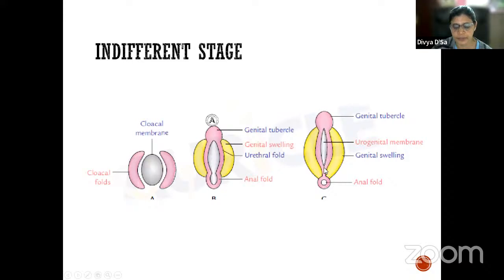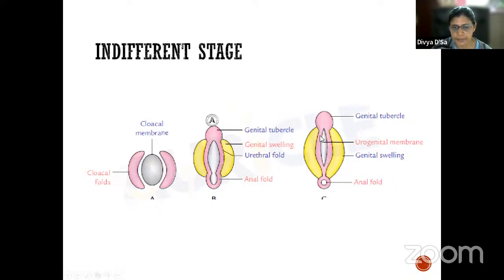Then with the development of the urorectal septum, it is divided. Okay, so here it will be divided. Now the cloacal membrane will be divided by the urorectal septum. So this portion forms the perineal body here. The anterior part we call the urogenital membrane, whereas this posterior part forms the anal membrane. Now, this genital tubercle and this urethral fold are related to the urogenital part. Okay. They are in relation to this urogenital membrane.